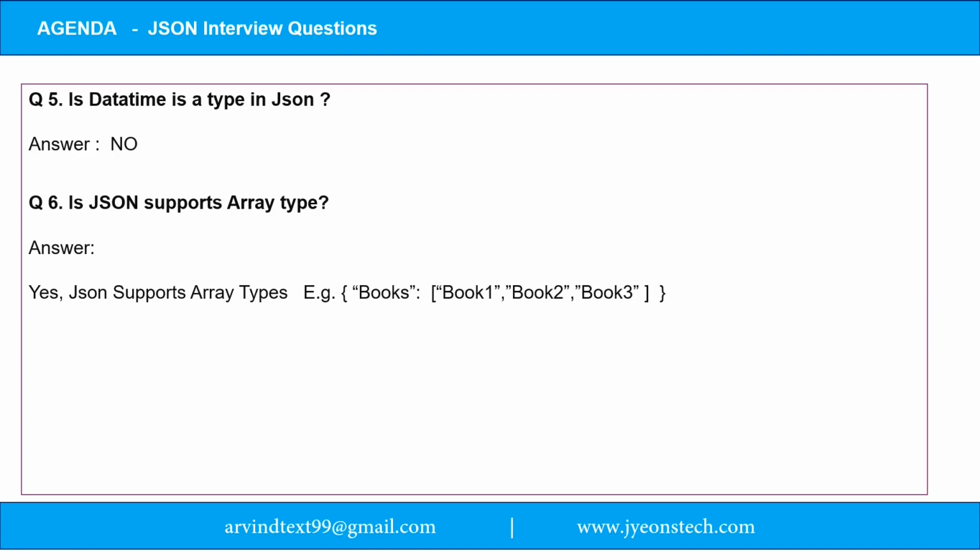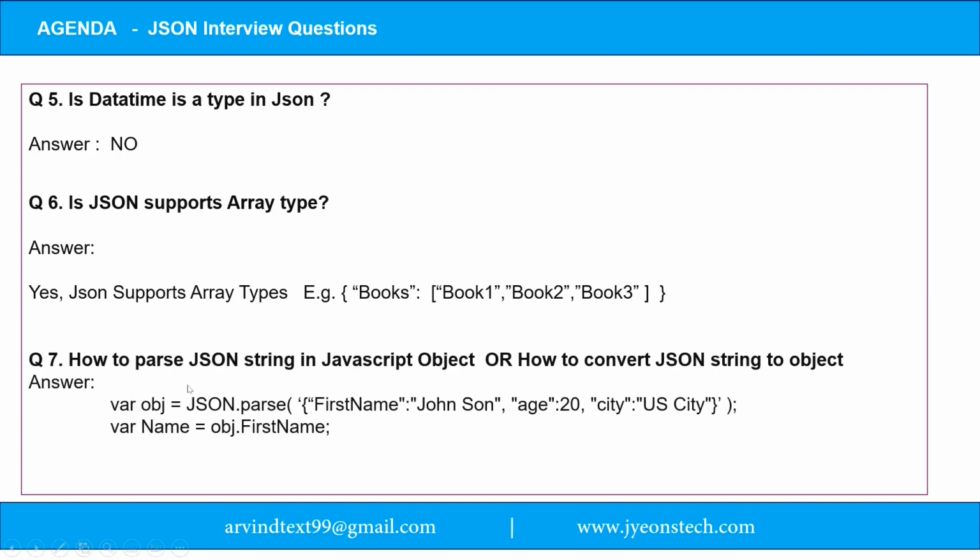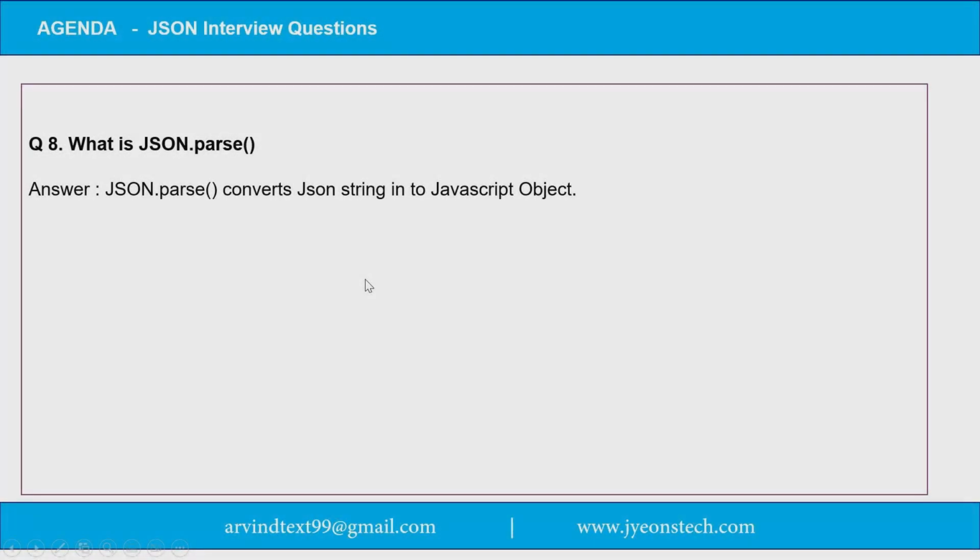So the next question is, how to parse a JSON string into a JavaScript object, or how to convert a JSON string to an object? There is a method called JSON.parse. In that you need to pass a JSON string. If you want to get the first name, first you have to assign it to some object, then write obj.firstName, and you will get the first name here.